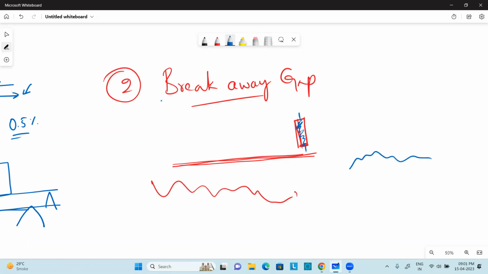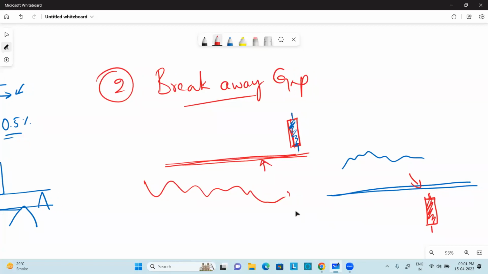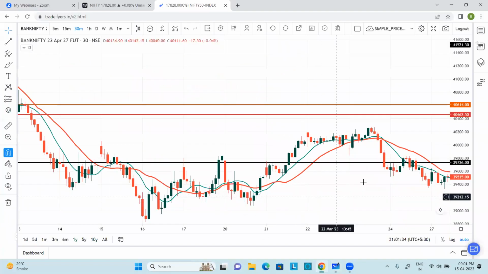Price is trading somewhere here, and there is a strong support. And immediately the next day it opens gap down below the support and it forms a strong red candle. इसको बोलेंगे हम ब्रेक अवे गैप. ओके, गैप से ये रेजिस्टेंसेस और सपोर्ट को ब्रेक करके चले जाना, उसको बोलेंगे हम ब्रेक अवे गैप. इज इट क्लियर? इज इट क्लियर? लेट मी शो यू दैट.